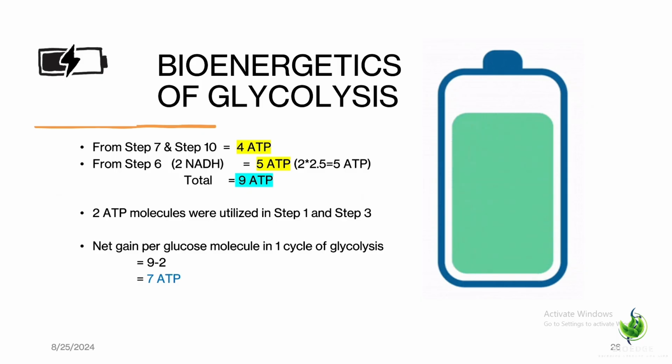In one cycle of glycolysis, a total of 9 ATP molecules are produced, out of which 2 ATP molecules are utilized in steps 1 and 3. Therefore, the net gain of ATP per glucose molecule in one cycle of glycolysis is 7 ATP.